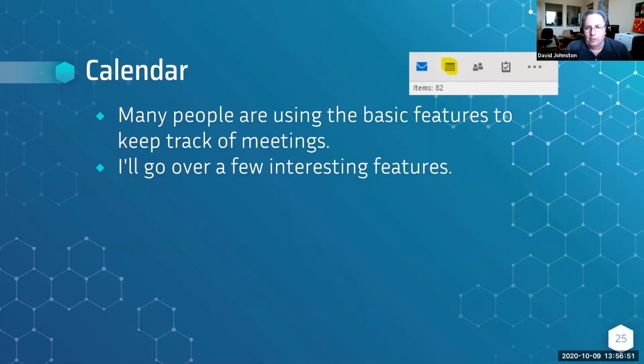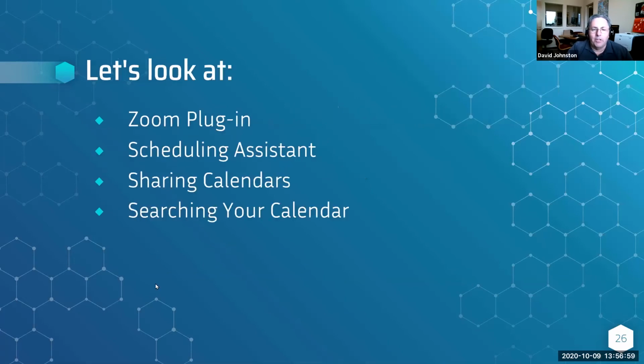So let's talk about the calendar. The calendar is the next little icon down there at the bottom. I think everybody is comfortable with the basic features, but let me show you a few more interesting things in the calendar. We're going to talk about a Zoom plugin. I'm going to show you the scheduling assistant. I'm going to talk about sharing calendars and then searching your calendar.